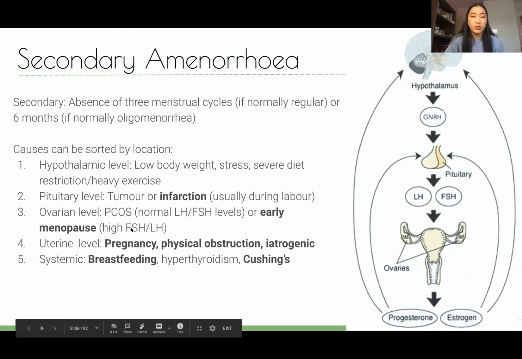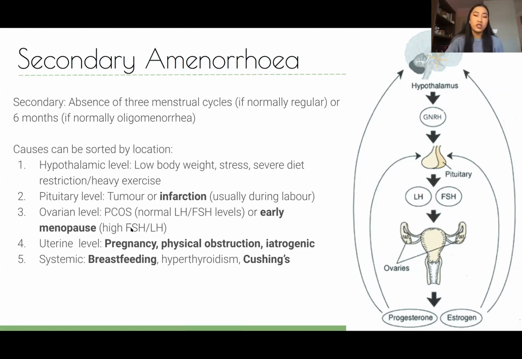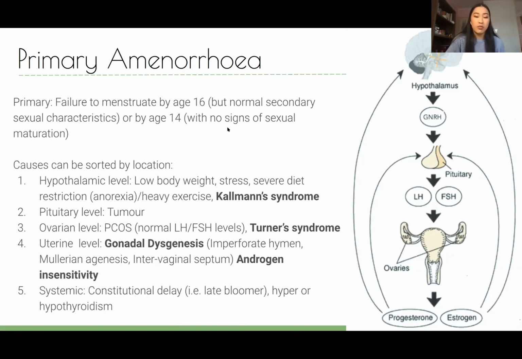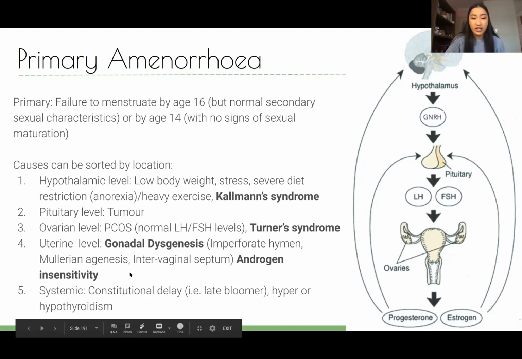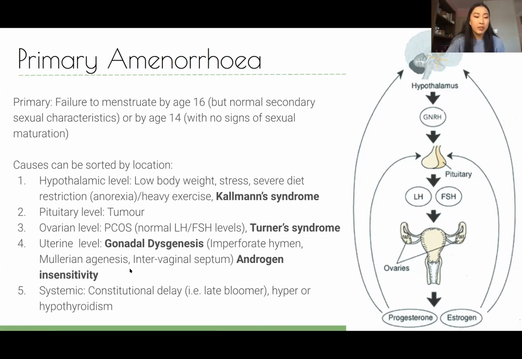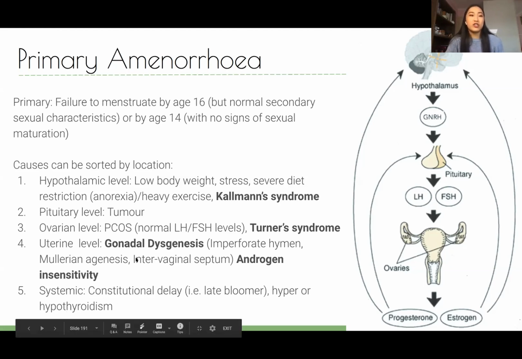Again, age will play a factor here. If it's someone older, you'd think about early menopause. If it's someone very young presenting with primary amenorrhea, you typically think more congenital things, and those are the ones that are bolded here. The uterine level is really low yield, I really wouldn't worry about it, but you can have gonadal dysgenesis, which is structural abnormalities that prevent a period, or androgen insensitivity. And obviously a differential for any kind of amenorrhea is constitutional delay, which is just someone who's a late bloomer.